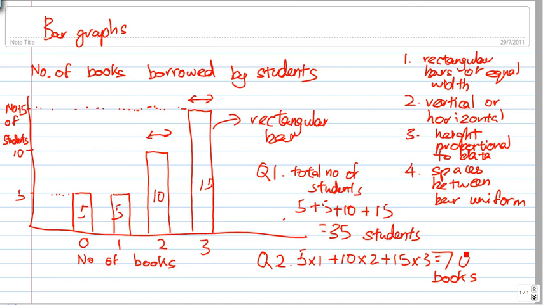So that's it for bar graphs. Stay tuned, I'm going to teach you more on statistics.